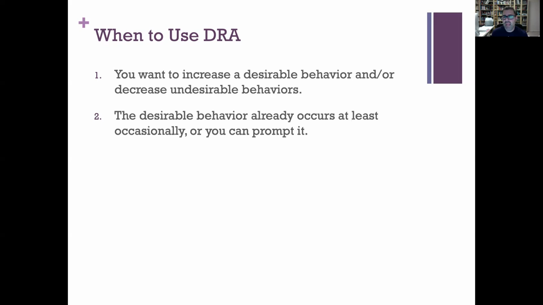That's why we refer to it as replacing a problem behavior with an appropriate version of the behavior. The desirable behavior has to occur at least occasionally so you can prompt it. Now, if the behavior doesn't occur, then you may want to teach it before you use DRA. So you may have to use shaping or prompting and fading, like we talked about in the chapters on how to teach appropriate behavior.